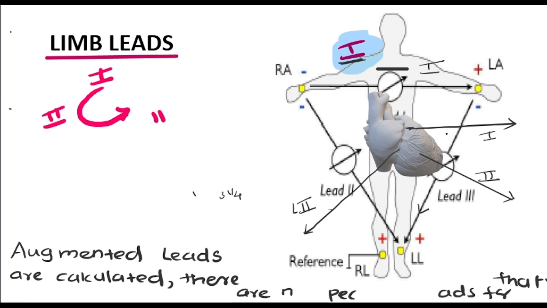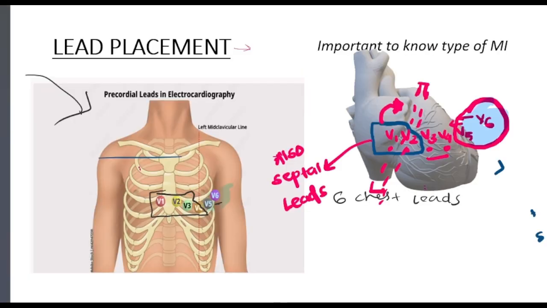So lead 1 is on which side? It's on the lateral side of the heart. Where is lead 2? Lead 2 is actually on the inferior side of the heart. Again, lead 3 is also facing the inferior side of the heart. Now, if you are not getting a three-dimensional picture, I will show you a different picture so that you will understand where exactly leads 1, 2, 3 are placed.